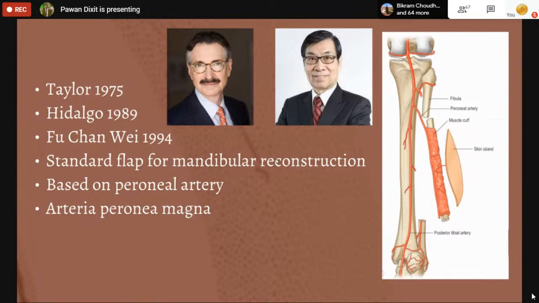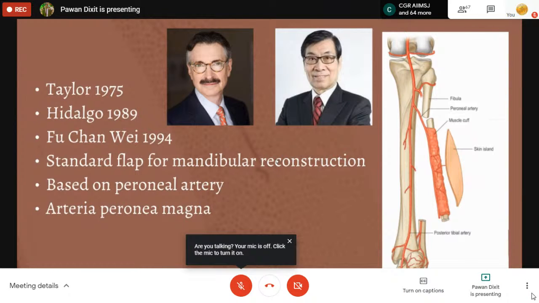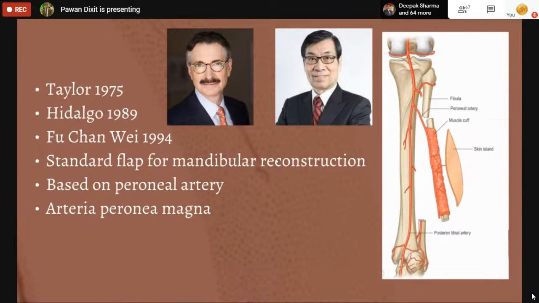This flap is based on the peroneal artery. There is a phenomenon called arteria peronea magna, and this phenomenon is present in around 12 to 13% of patients. This condition is important to assess because in this condition, the peroneal artery in the limb becomes the dominant artery. And if this flap is harvested based on this peroneal artery, then the limb vascularity will be threatened. So before harvesting any fibula flap, color Doppler and proper clinical examination should always be done.